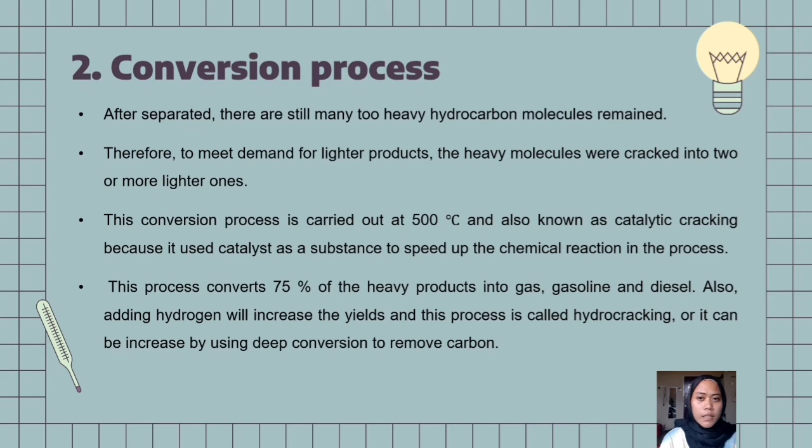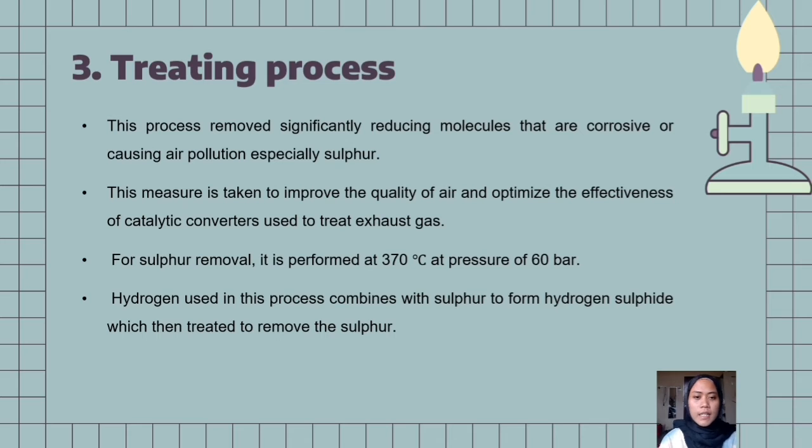The yield can also be increased by using deep conversion to remove carbon. The objective of the refining process is also to find a balance between the yield and the cost of conversion. The last major step in refining crude oil is the treating process.